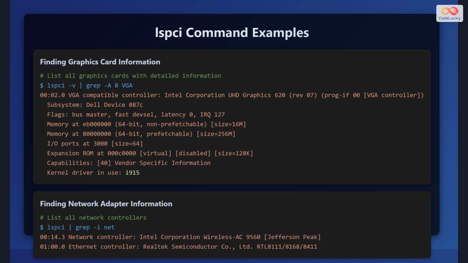Next, finding network adapter information. To list all network controllers, use the command lspci pipe to grep -i net. This command lists all devices identified as network controllers, such as a wireless AC9560 and a Realtek Ethernet controller.